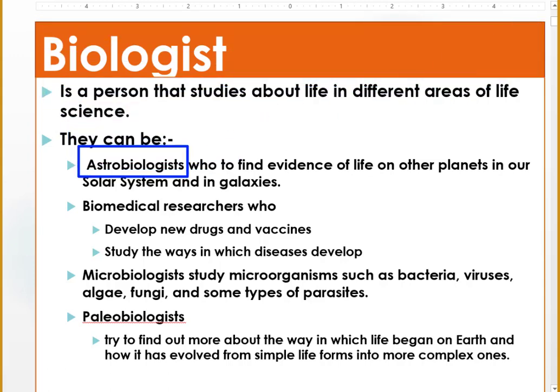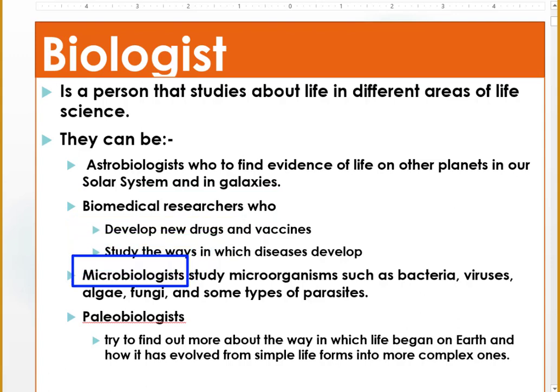So they can be astrobiologists, who engage in all kinds of research to find out evidence of life on other planets in our solar system and in galaxies elsewhere in the universe. Medical researchers are scientists who help in many areas including the development of new drugs and vaccines, who study the ways in which diseases develop to gain a better understanding of them so that cures can be found.